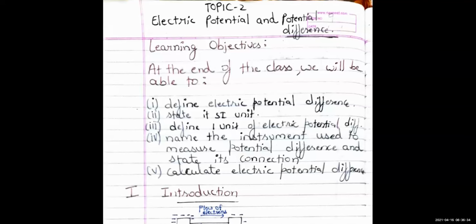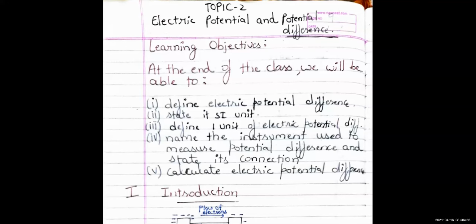Good morning, children. This is class 10th physics, chapter number 12, electricity. This is topic number 2, that is electric potential and potential difference. By the end of the class, children, you will be able to define the electric potential difference. Means what is the definition of it?